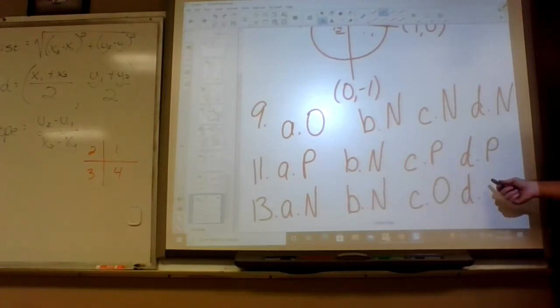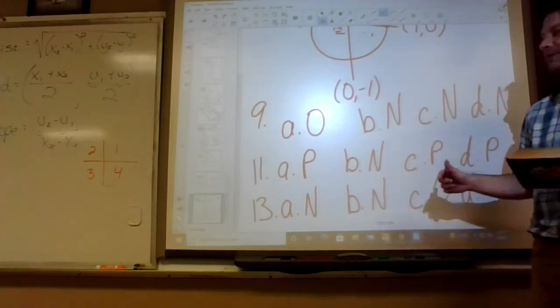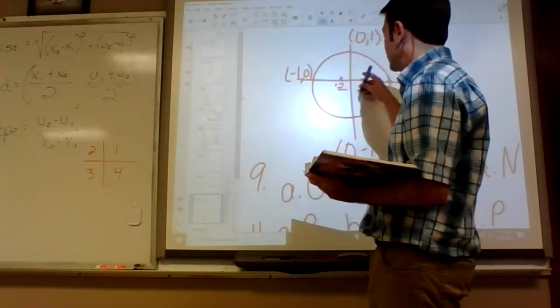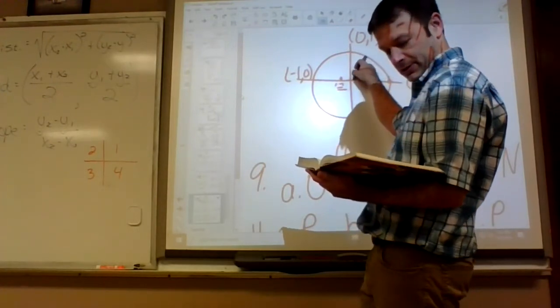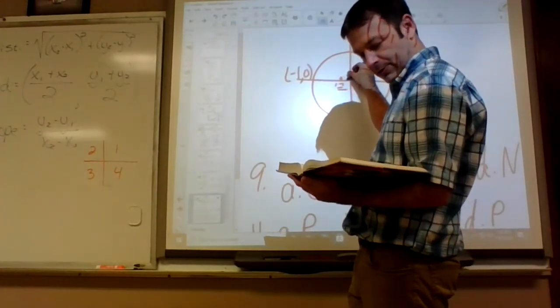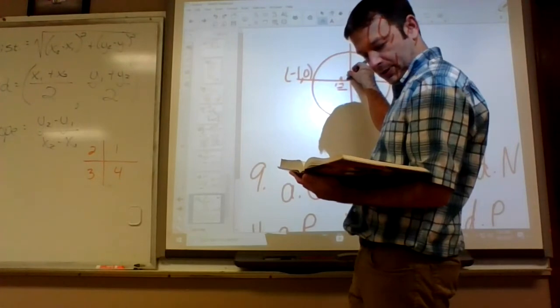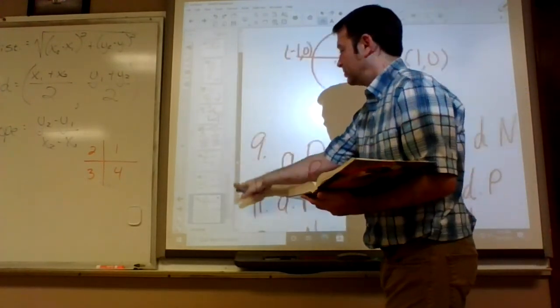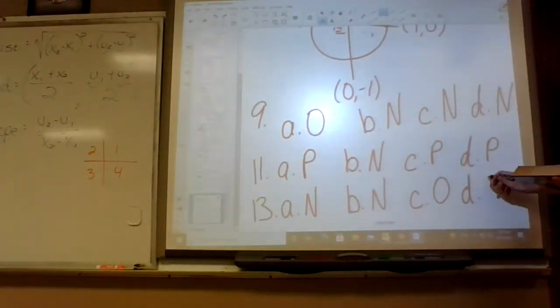D, cosine of pi over 3. Pi over 3 is like 180 over 3, which is 60. Where's 60? Right there, less than 90. So it's positive. Cosine and sine are both positive in the first quadrant. Good job, Brady. Thanks, man.